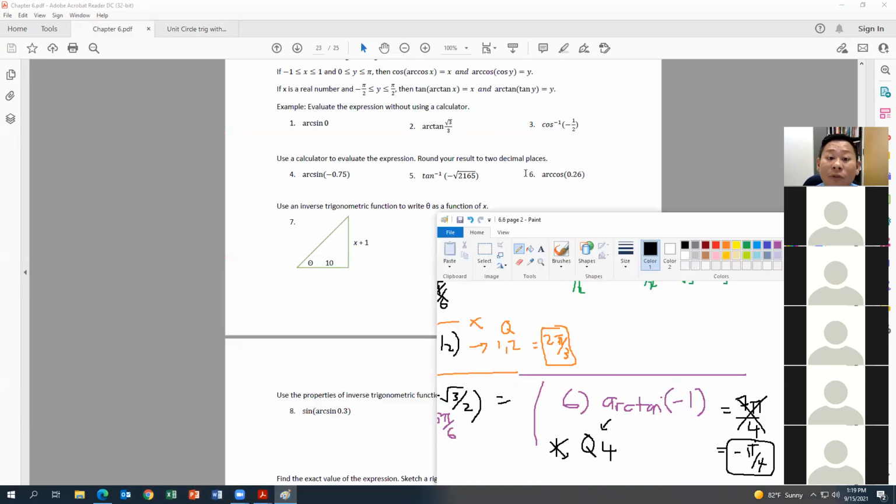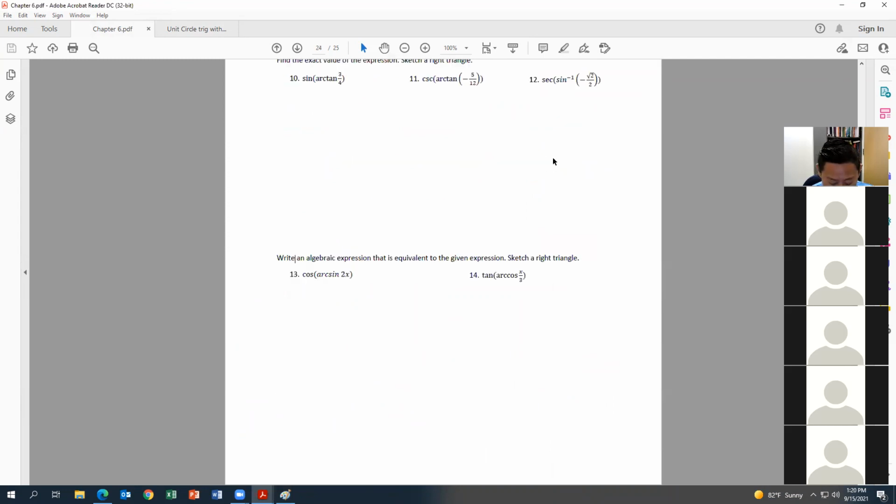For 4, 5, 6, you can use your calculator. So take out your calculator and do this. First thing first, when you do this kind of question, make sure your mode is in radian.